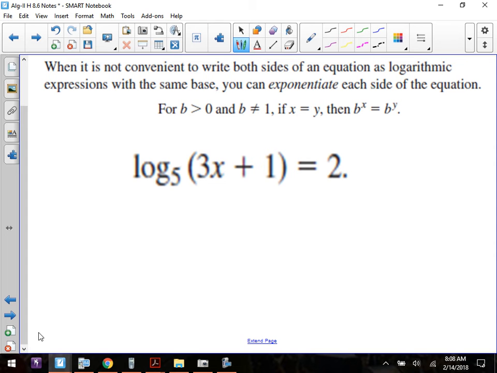I can't just get rid of the log here because there's only one log, there's not two. So what we have to do is exponentiate both sides. What do I have to exponentiate the left side with to get rid of the log? I have to use 5, so it's going to be 5 to the log base 5 of junk, which is going to be equal to 5 squared.